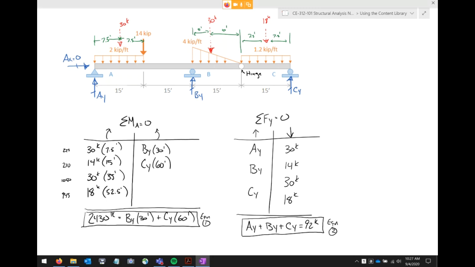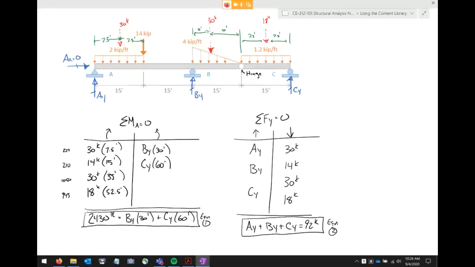So what do we do? Well, we have to know another fact about the structure. If that hinge didn't exist, this would be an indeterminate problem, and that would be much more involved, and we'll talk about that later on in the semester. But I want to go back to this notion of stability and determinacy.